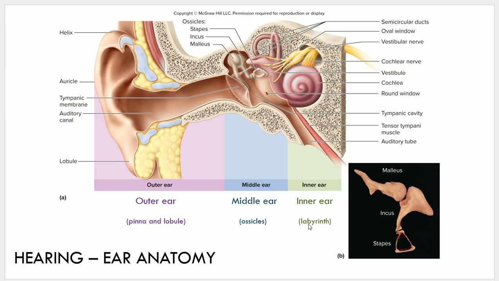The inner ear is our labyrinth. Here we have semicircular canals. Those are these semicircular ducts or canals. They're just this system of tubing. And then we have this snail-like cochlea. That's where our hearing and our balance come into play. Semicircular ducts are for balance and equilibrium. The cochlea is for hearing, and then we'll talk about stereocilia and how that happens next.